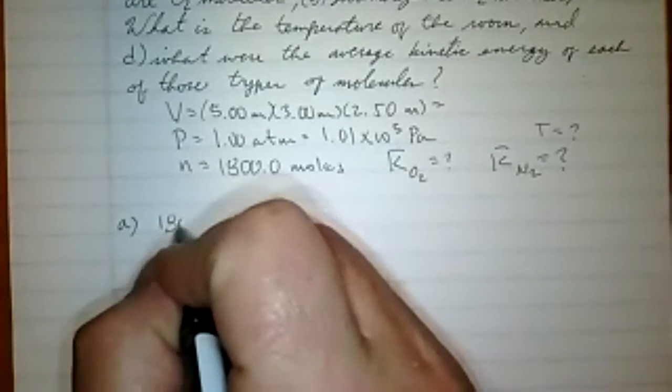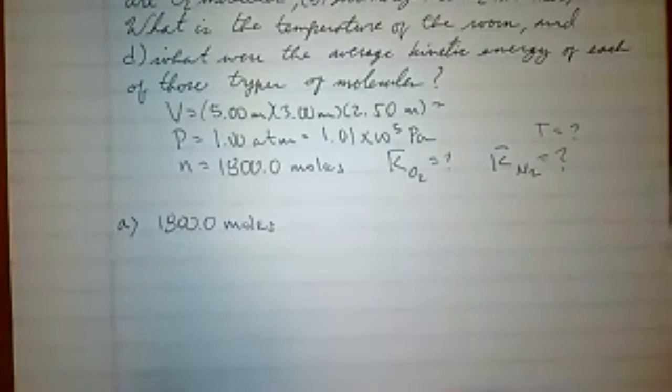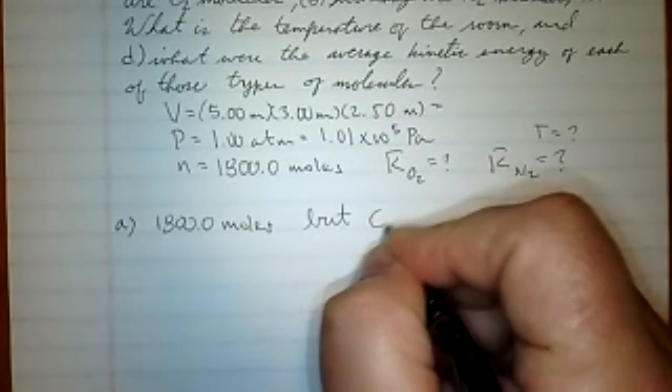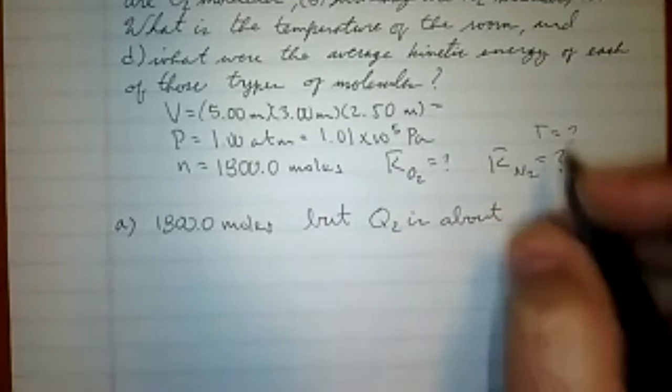So let's start off with part A. So part A, I ask, how many O2 molecules are there? So there's 1,800.0 moles. Anybody recall roughly what percentage of the air is oxygen? Anybody?